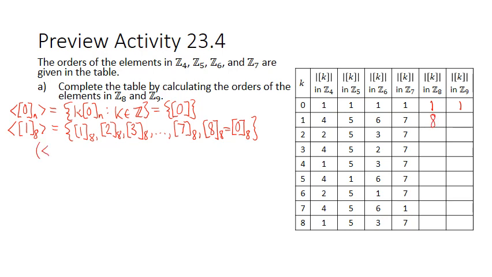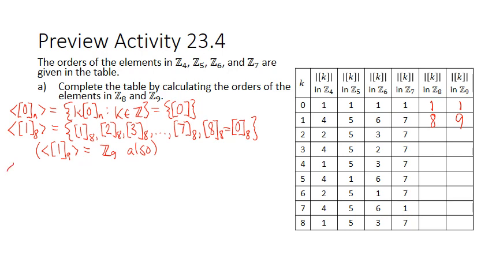And then 1 with modulus 9 is the same way. That's just going to give you Z9. So the order of 1 in Z9 is 9. Okay, now let's look at some of the rest of them, so they might be a little more interesting.